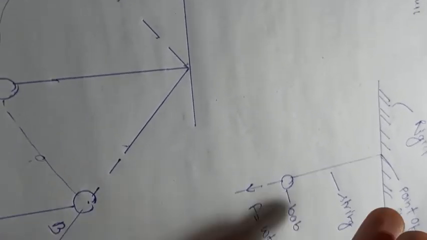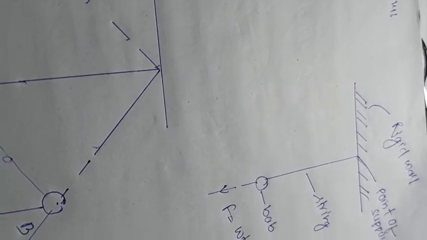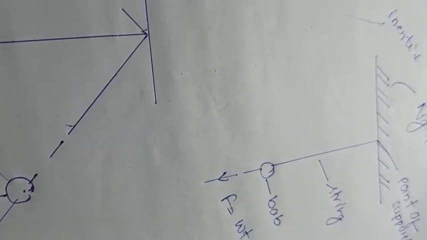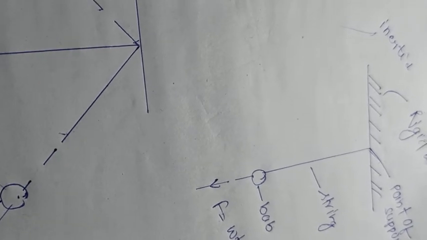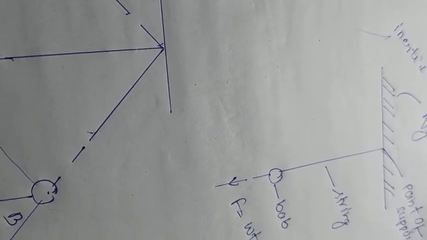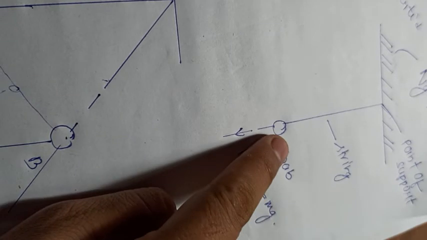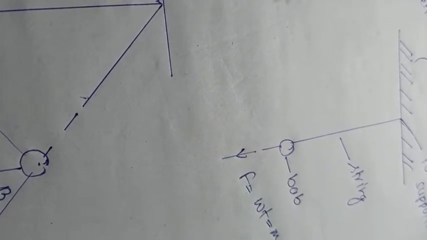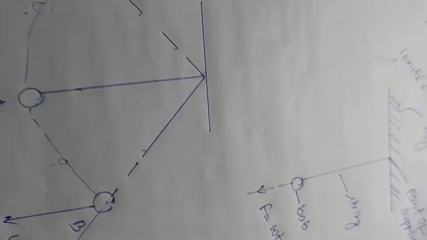In inertia also, I just write here, inertia. But in inertia there are also three types: inertia of rest, inertia of direction, and inertia of motion. But here, before you apply the force, which kind of inertia will be there? Inertia of rest, R-E-S-T.